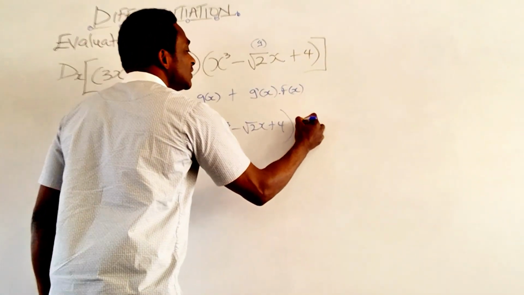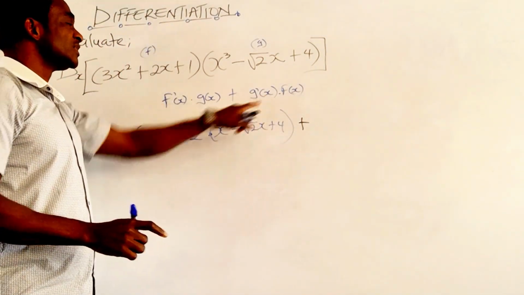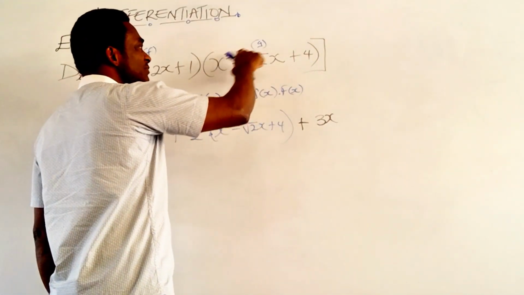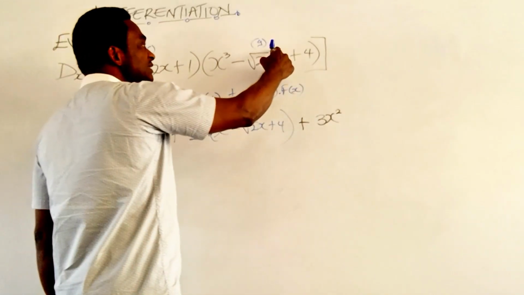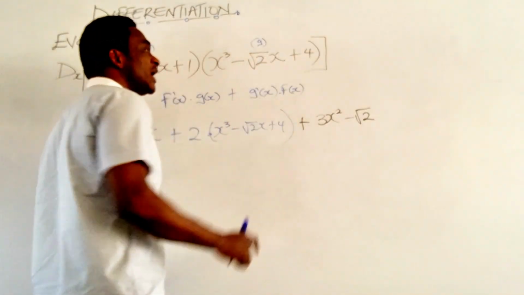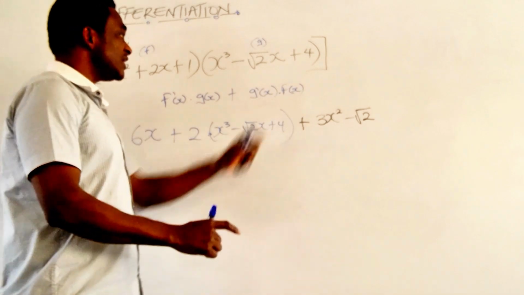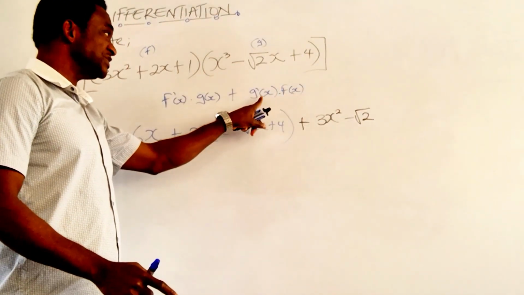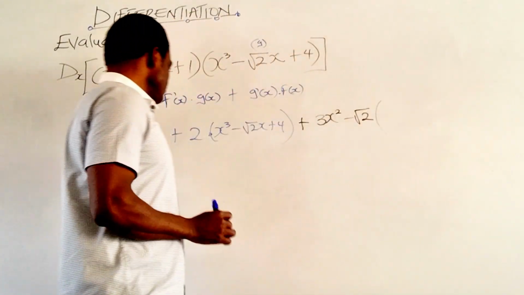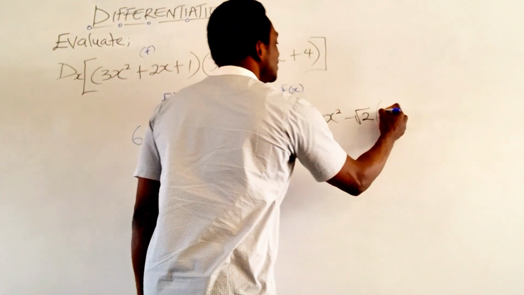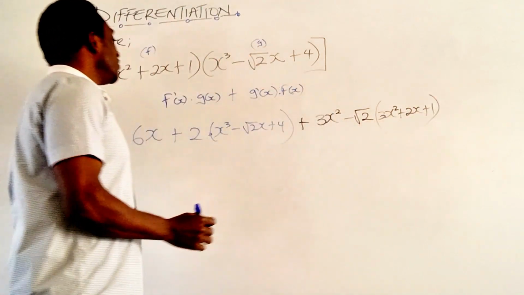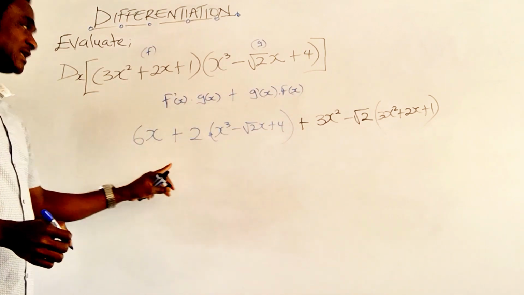It says plus. Now we get the derivative of g. This is 3 times x, which is 3x, and 3 minus 1 is 2. Then this is 1 times negative root 2, which is still negative root 2. 1 minus 1 is 0, so x raised to the power 0 is gone. The derivative of a constant is 0. Remember, derivative of g of x, and then we get our f of x, which is 3x squared plus 2x plus 1. So the derivative of this function gives us this.